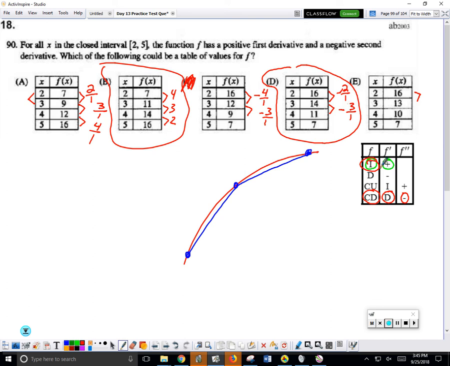So which one is it? Is it B or is it D? Okay, let me say it back to you. The clues are telling you that the y-coordinates of F must go up, and that the tangent slopes of F, or secant slopes of F, must decrease. So do these secant slopes of F decrease?